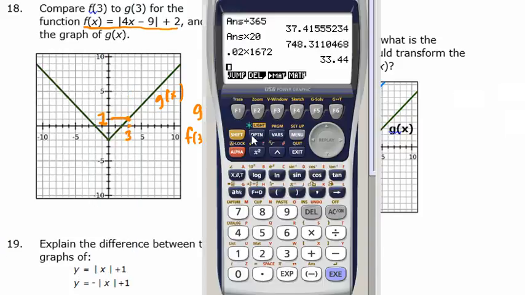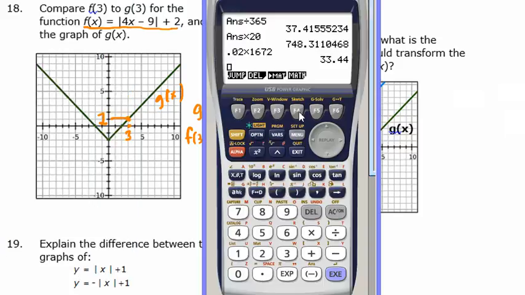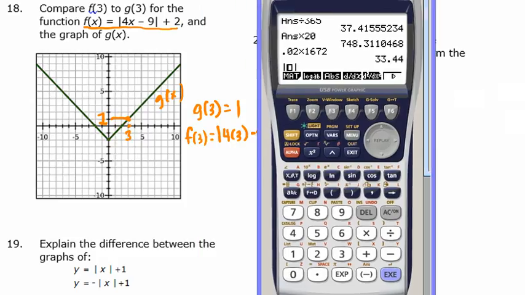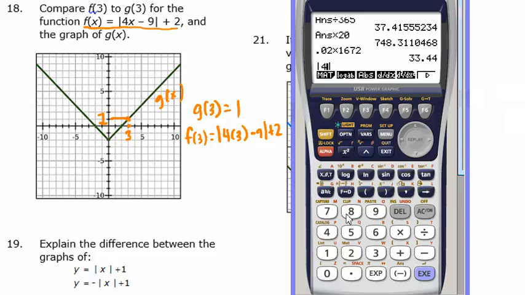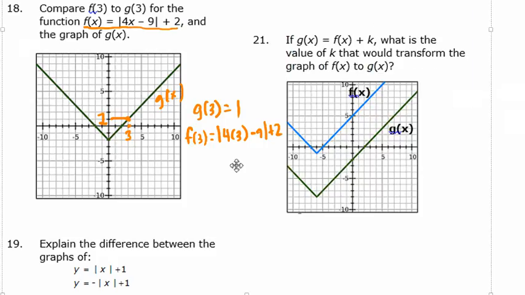Okay, so we're going to put in the absolute value. So we're going to do shift F4. We want absolute value, and we're going to plug in exactly what it says: 4 times 3 minus 9, and then we're going to go outside, plus 2. Oops, not 1. Okay, and that's going to give us 5. So then f of 3 equals 5.